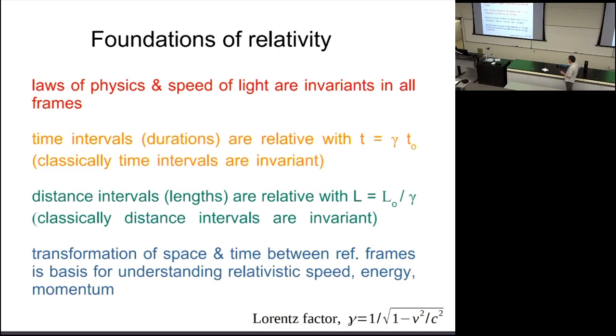These are the ingredients that tell us how space-time transforms between reference frames in relativity and how it transforms differently from space-time in classical physics. And these are the ingredients we need to, in this class, understand the nature of relativistic motion or relativistic speed, understand the nature of relativistic energy, and understand the nature of relativistic momentum. So those are our goals.